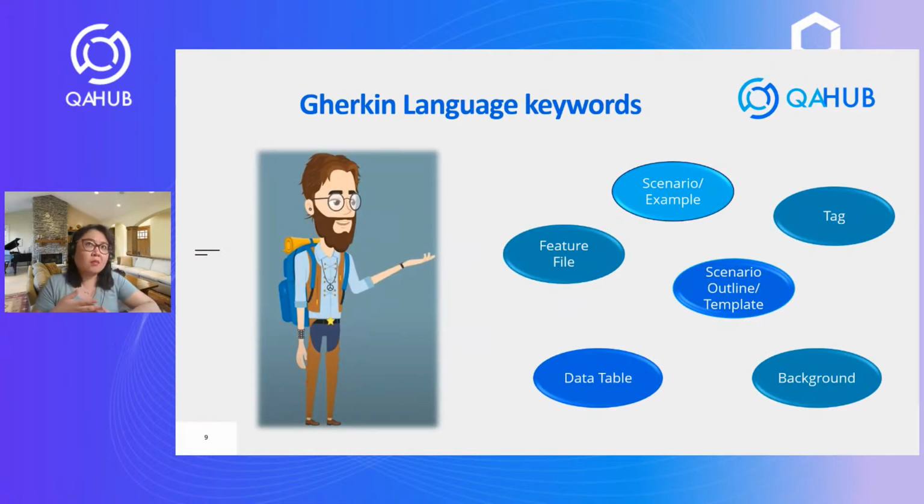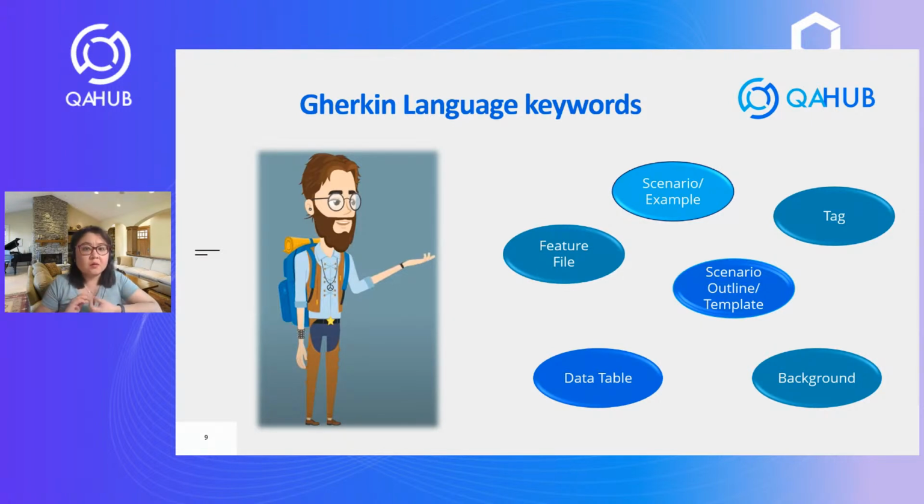So we have some keywords of this language, and we will start with the feature file. A feature file is a file where we group the scenarios for testing one feature. So all the scenarios that test one feature will be grouped in this file. A scenario is a test or a test case, for example. A scenario consists of steps, and that's it.